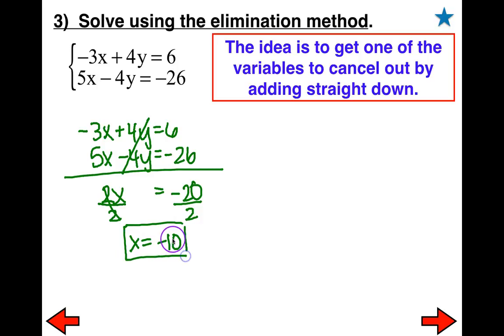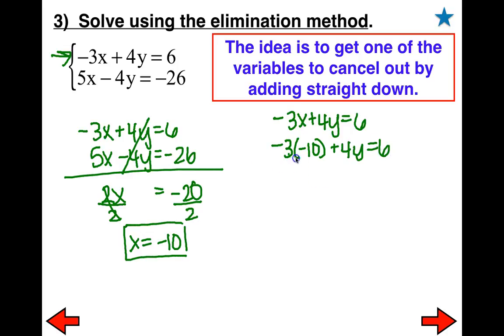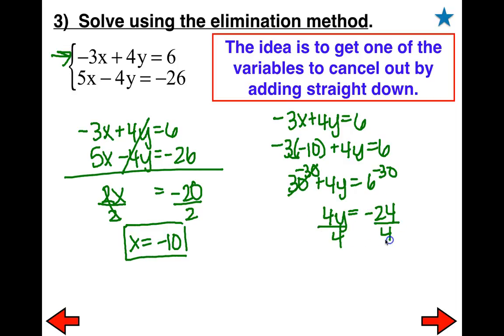Once again, you're just going to go ahead and take this value and plug it into one of these equations. I'm going to plug it into the first one. So we have negative 3x plus 4y equals 6. I'm going to go ahead and plug it in for x, so I have negative 3 times a negative 10 plus 4y equals 6. Here we have a positive 30 plus 4y equals 6. Let's get rid of this positive 30, leaving us with 4y equals a negative 24. Divide both sides by 4. And we're left with y equals negative 6.